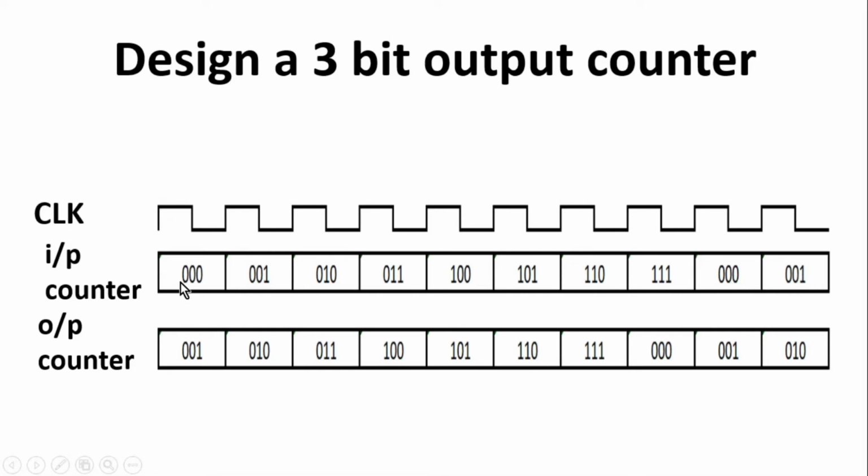Now friends, you have to design an output counter from this input counter, which should run ahead in time. When the input counter is 000, it should have 001, and so on. This input counter can be a free running counter, or it may be counting any particular event. Friends, now you can pause my video here and try to think of its answer.